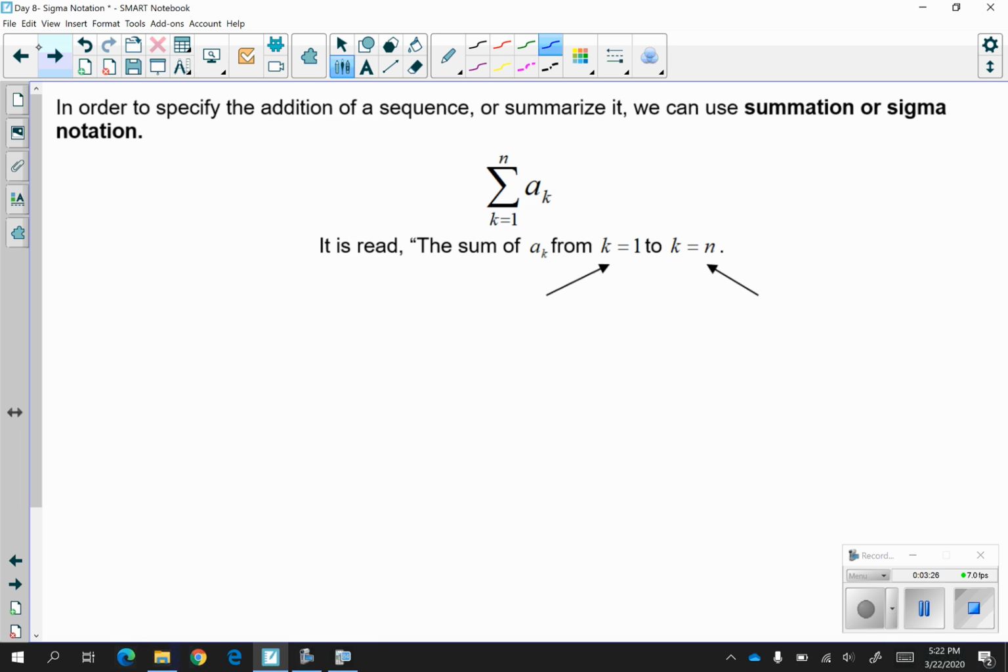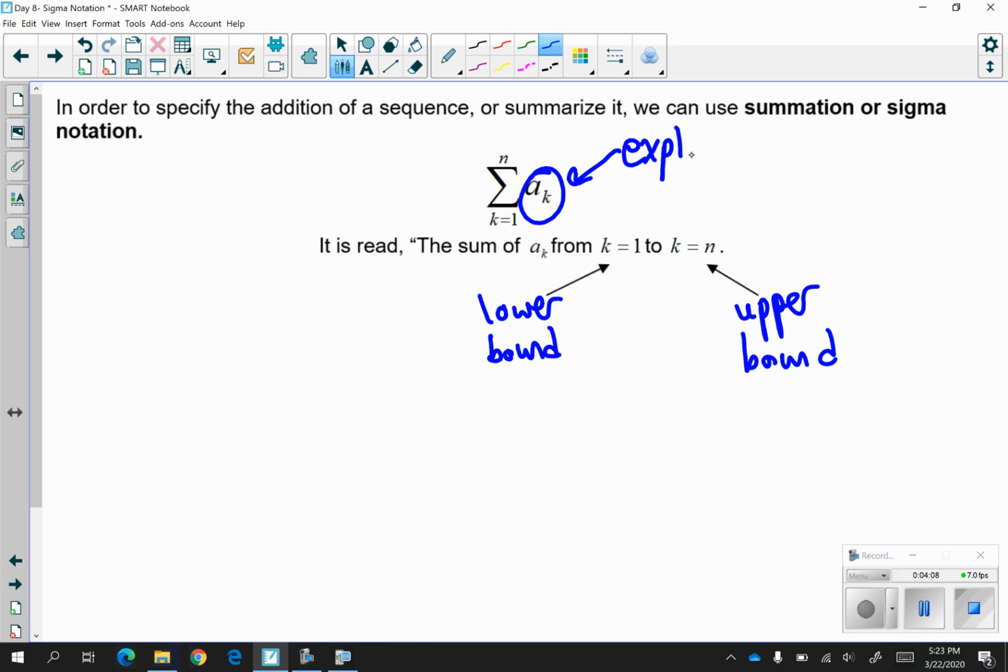So just to clarify again, in order to specify the addition of a sequence or summarize it, we use summation or sigma notation. So the k equals 1 on the bottom is your lower bound, and the n up top is your upper bound. So you're really saying from 1, that's your starting term, and up top is your ending term, what numbers you're adding between. And just remember that a sub k is your explicit formula.